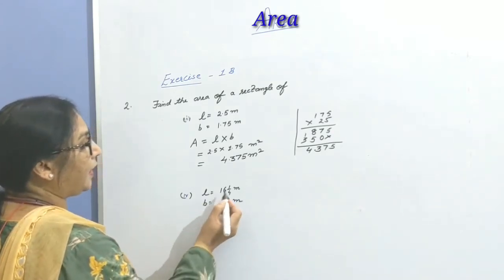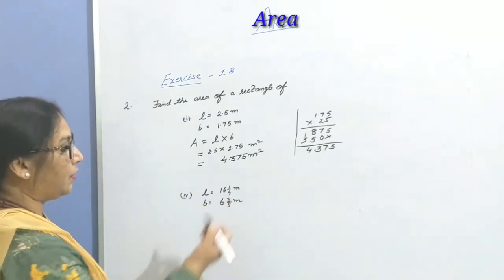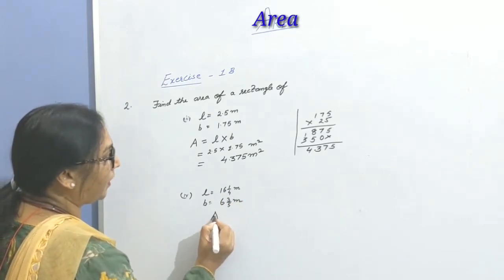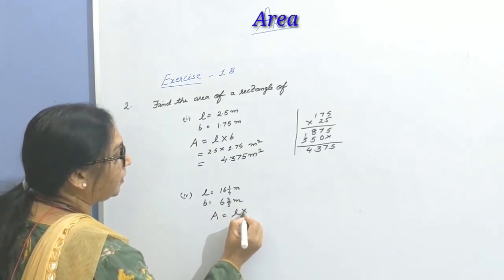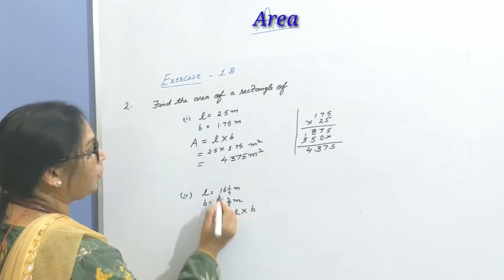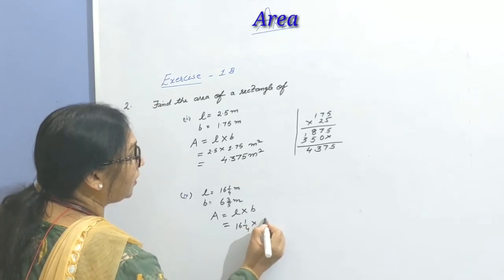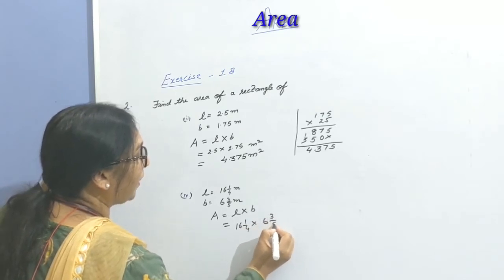Now let's move to the fourth part. Here the length and breadth are in mixed number. Formula is same as both are in same unit. So let's apply the formula. Area equals length into breadth. Substitute the value 16 whole 1 by 4 into 6 whole 3 by 5.